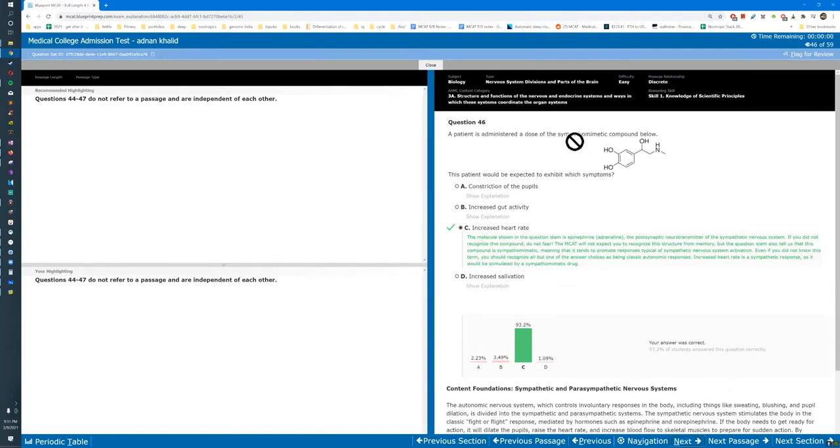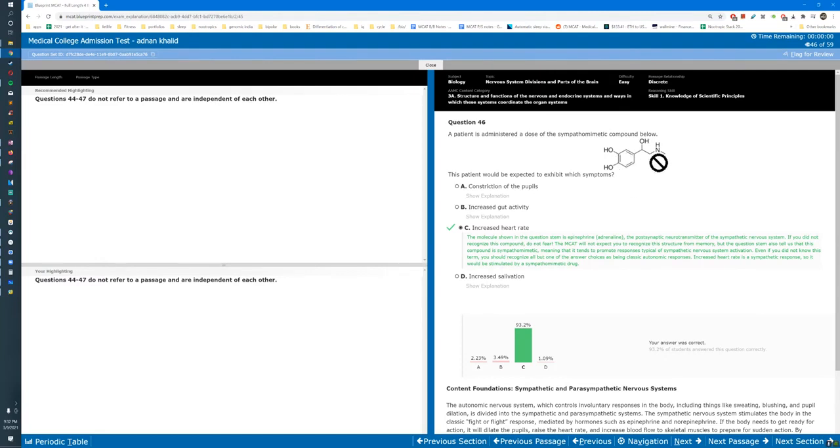This thing is sympathomimetic. The sympatho part means sympathetic nervous system. Mimetic means that it would probably work to mimic it or be similar to it. And it looks like a catecholamine, which involves dopamine or epinephrine, whatever.